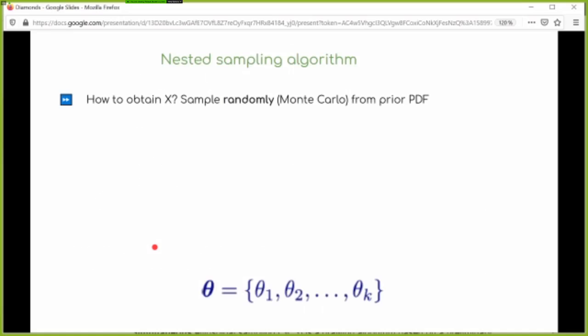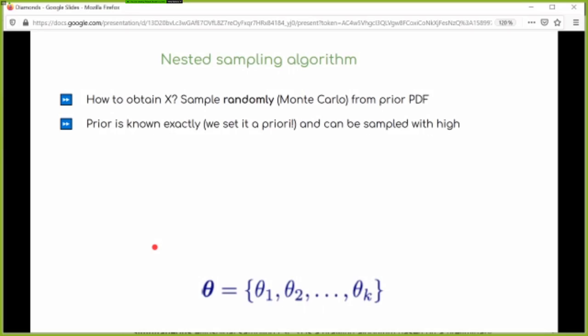Well, we sample randomly with the Monte Carlo method from the prior probability density function. And the prior is known exactly because we set it a priori, and it can be sampled with high accuracy no matter how many dimensions are considered. This is obtained by sampling each free parameter according to its own prior probability density function.